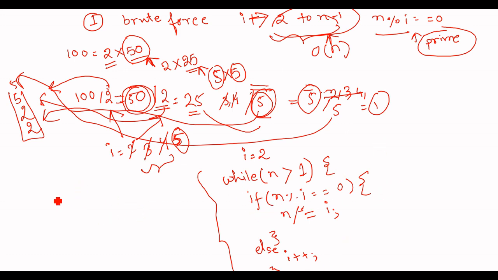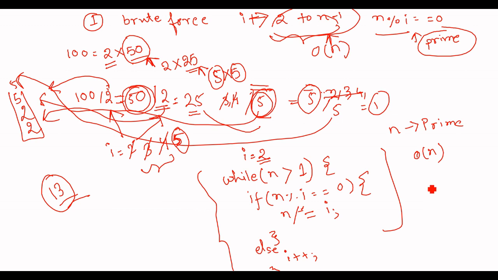Now suppose we have 13. 13 itself is a prime number, and we are trying 2, 3, 4, 5, and this is actually not going to work, and it will go till 13, and only then it will give a result, and it will become 1. So if our n is a prime number, we need to run this loop for order of n times, because we have no other choice. But if our number is not prime, then we can modify it, it won't run for that much time.